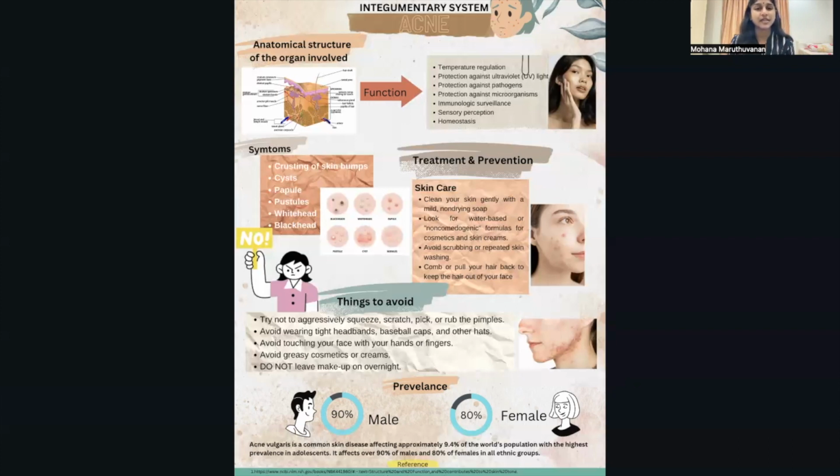Today, I would like to present about acne. Before we proceed, let's see the anatomical structure of the organ involved for this particular topic. As you can see, doctor, here I've attached an image.